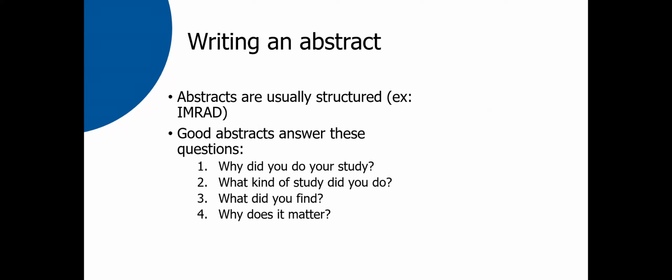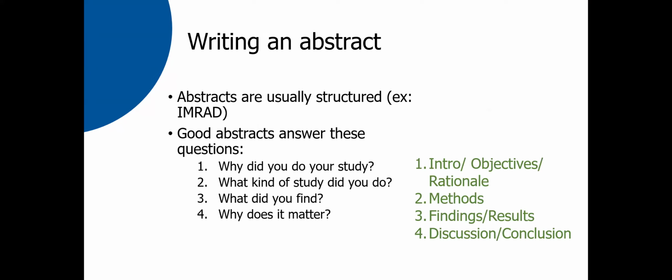When you're writing an abstract, usually it will be structured following the IMRAD model, meaning introduction, methods, results, and discussion. If it's an unstructured abstract, never fear. All good abstracts answer these 4 questions we discussed earlier. Why did you do your study? What kind of study did you do? And what did you find? And why does it matter? Now, if you think about it, these neatly align with the headings of a structured abstract. If you're struggling to write an unstructured abstract, start with the structured and then remove the headings and tie the sections together.